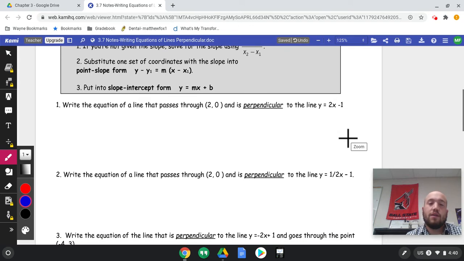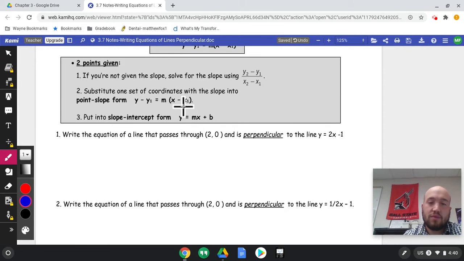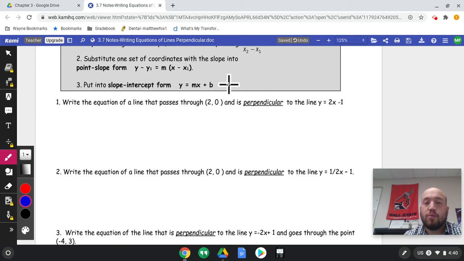Now, if we look here, just like we did yesterday, we're going to use our point slope form and then eventually get it into slope intercept form. However, the difference is it says we have an equation here that passes through the point 2, 0 and is perpendicular to the line y equals 2x minus 1.